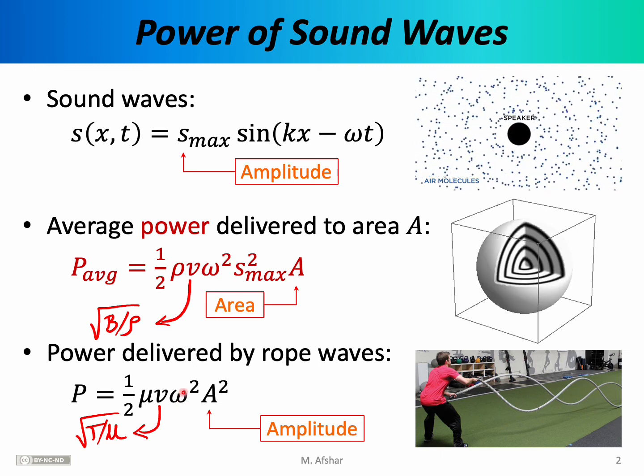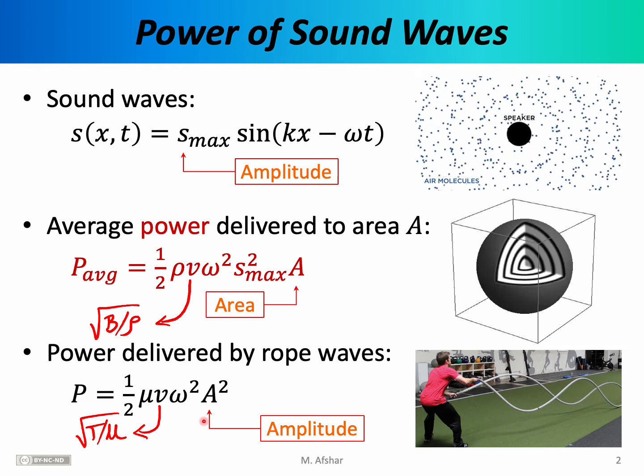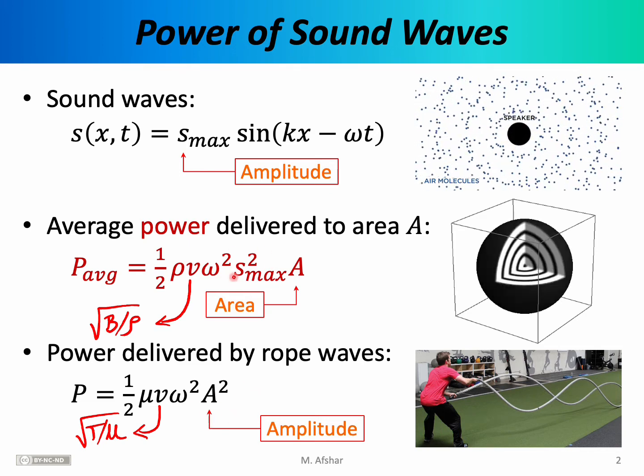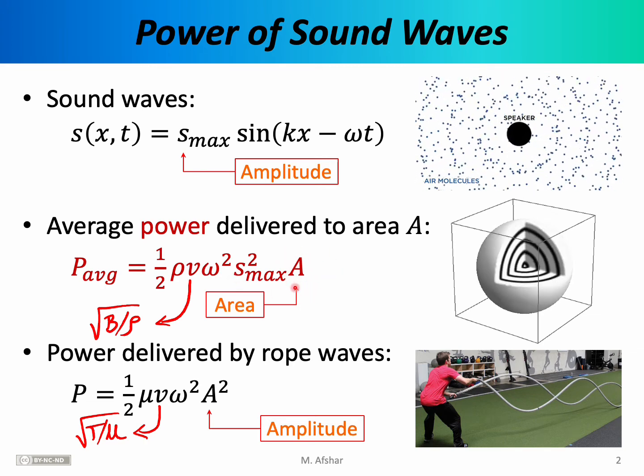Both formulas have angular frequency in them. Both formulas have amplitude in them. Just when we were talking about rope waves, we used the letter A for amplitude. Now we're using S max. What's new for sound waves is that the area is important.